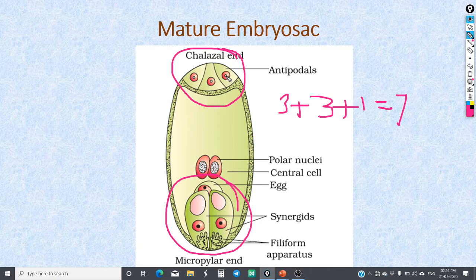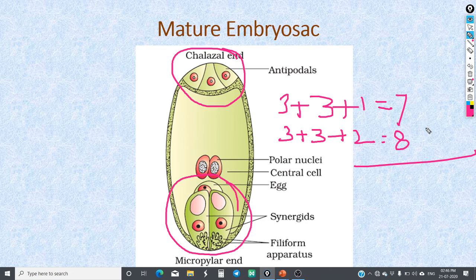That is 3 nuclei at the antipodals, 3 nuclei in the egg apparatus, and 2 polar nuclei. Number of nuclei, 3 plus 3 plus 2, that is a total of 8 nuclei. 7 celled and 8 nucleated structure. This is the typical type of embryo sac in angiosperms, which shows 7 cells and 8 nuclei.